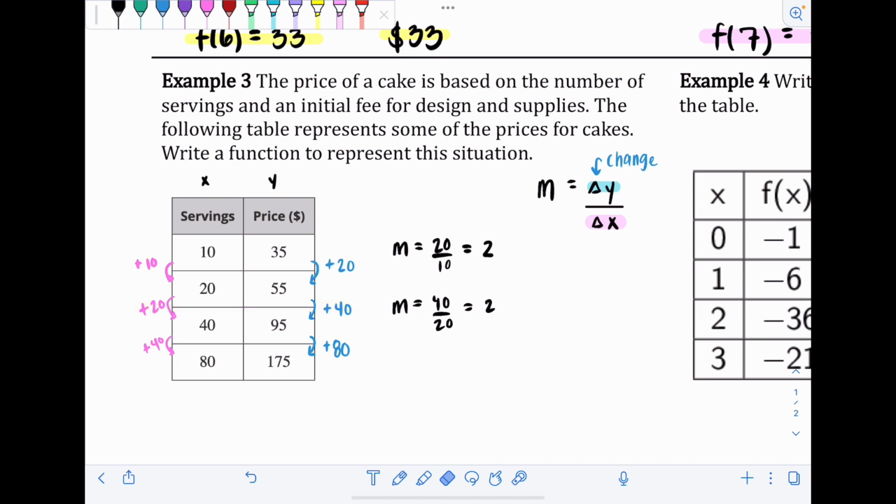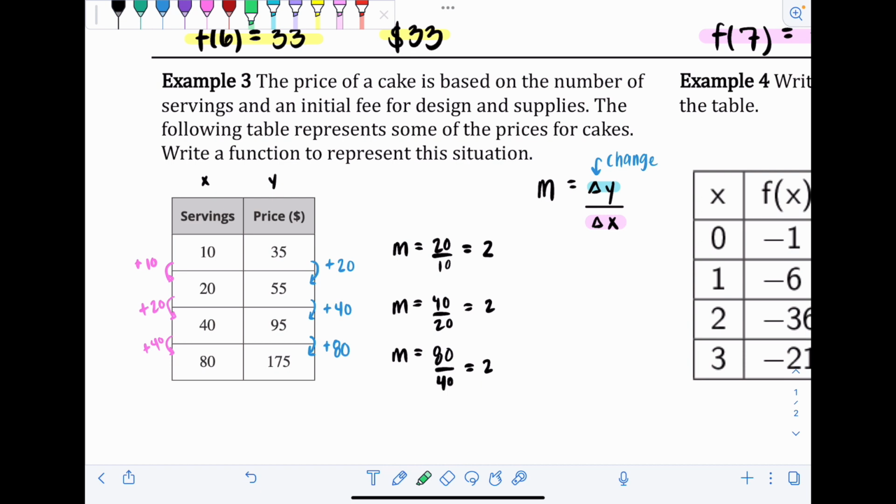And then for the next part of the table, it's 40 and 80. So if we find the slope, or the rate of change, between those two, the change in Y is 80 over the change in X is 40, and then 80 over 40 simplifies down to 2. So even though it didn't look consistent right away, when we compared the actual rate of change between all those numbers, they all simplified the same way. What was really happening is we were just missing some numbers on the table.